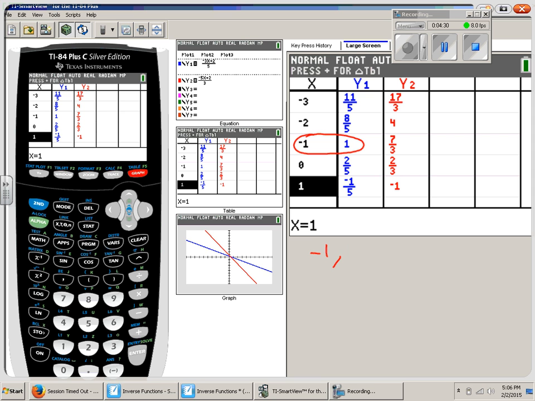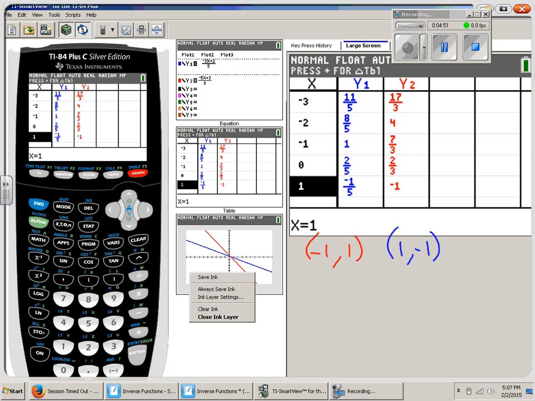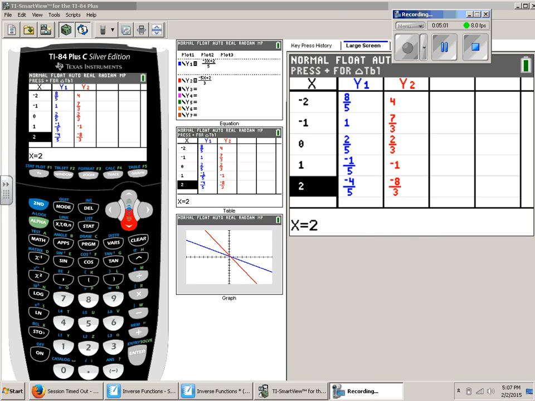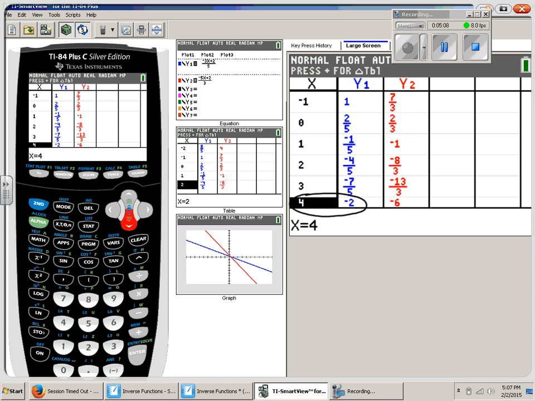So I have negative 1, 1. Remember, we're going to switch the x and the y, so now I have 1, negative 1. And I want to find another ordered pair. And I do not like 0, 2/5 because it's hard to find 2/5 in my calculator. Okay, I found another ordered pair. Was 4, -2. So it was -1, 1. Switch to 1, -1, and -4, 2.